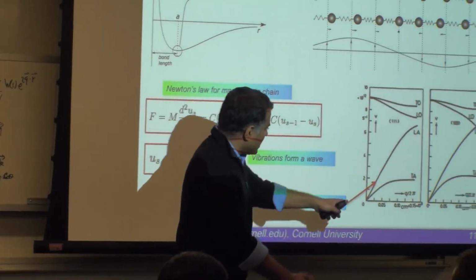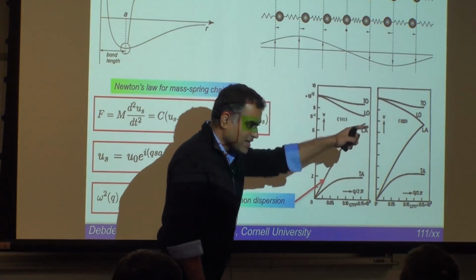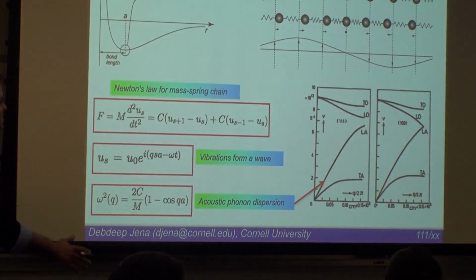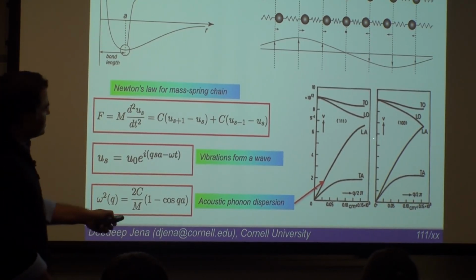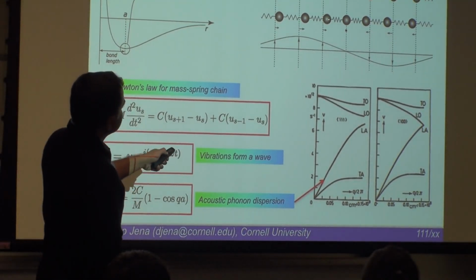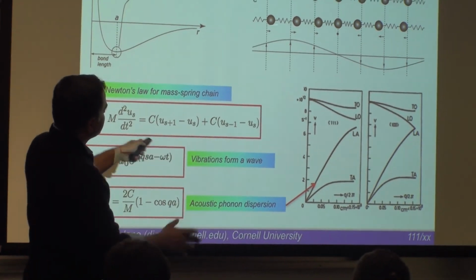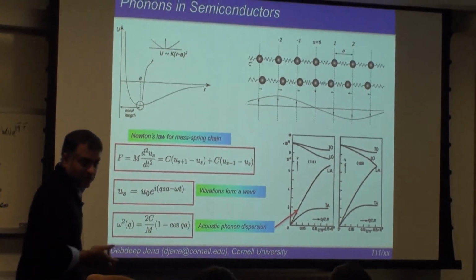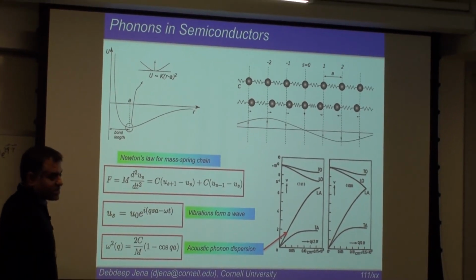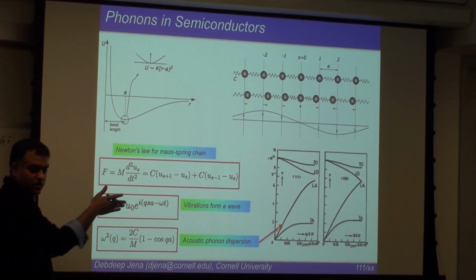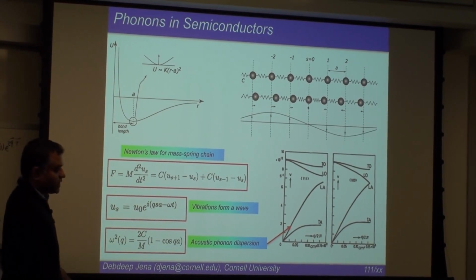Now you see there are 2 kinds. There's a TA and then there's an LA. The TA is transverse acoustic, and the other is longitudinal acoustic. In the picture shown here, you see the atoms are vibrating in the same direction that the wave is going. The wave is going along the x-axis, and the atoms are also vibrating in the x direction. Right? So that's called longitudinal, when the vibration is along the direction of the wave propagation.